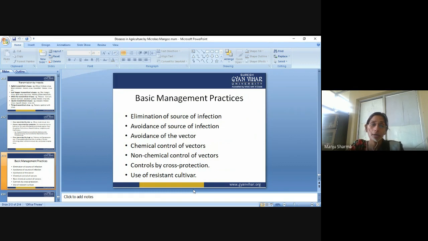Here, the basic management practices: elimination of source of infection, avoidance of source of infection, avoidance of the vector, chemical control of the vectors, non-chemical control of the vectors, control by cross protection and use of resistant cultivars.